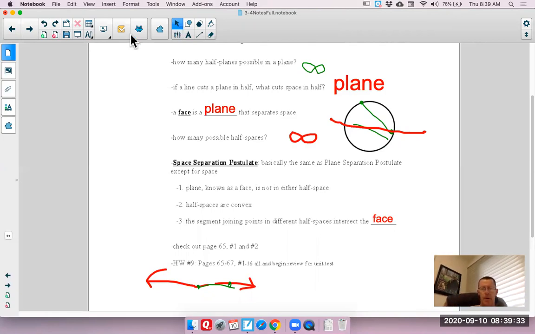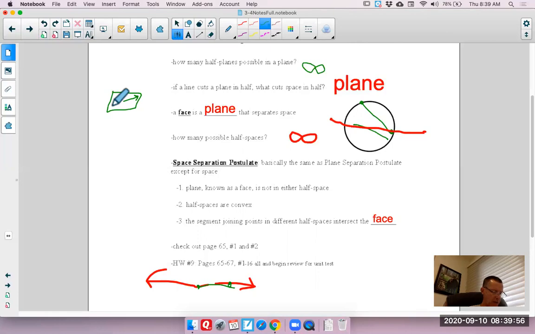D, does a ray separate a plane? The answer would be no, right? If we had something like this and we just have a ray going this way, remember, a ray has one endpoint and then it continues on. It's like half a line, right? No, it doesn't separate the plane into 2 parts. So the answer would be no.